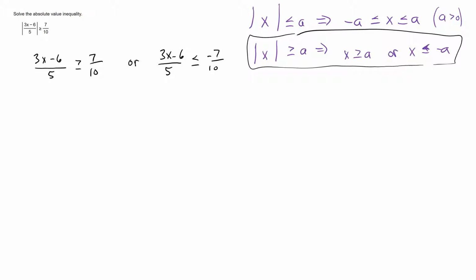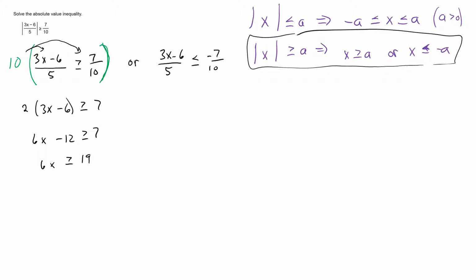And so now I have to solve these two inequalities separately. To solve this, the first thing I'll do is put parentheses or brackets around the inequality and multiply by the common denominator in order to remove the fractions. So 5 goes into 10 twice, so we'll have 2 times 3x minus 6. And when I distribute the 10 and multiply it by the 7 over 10, the 10s just cancel, so I'm left with 7. And then we'll distribute the 2. And then we can add 12 to both sides. And finally divide by 6.